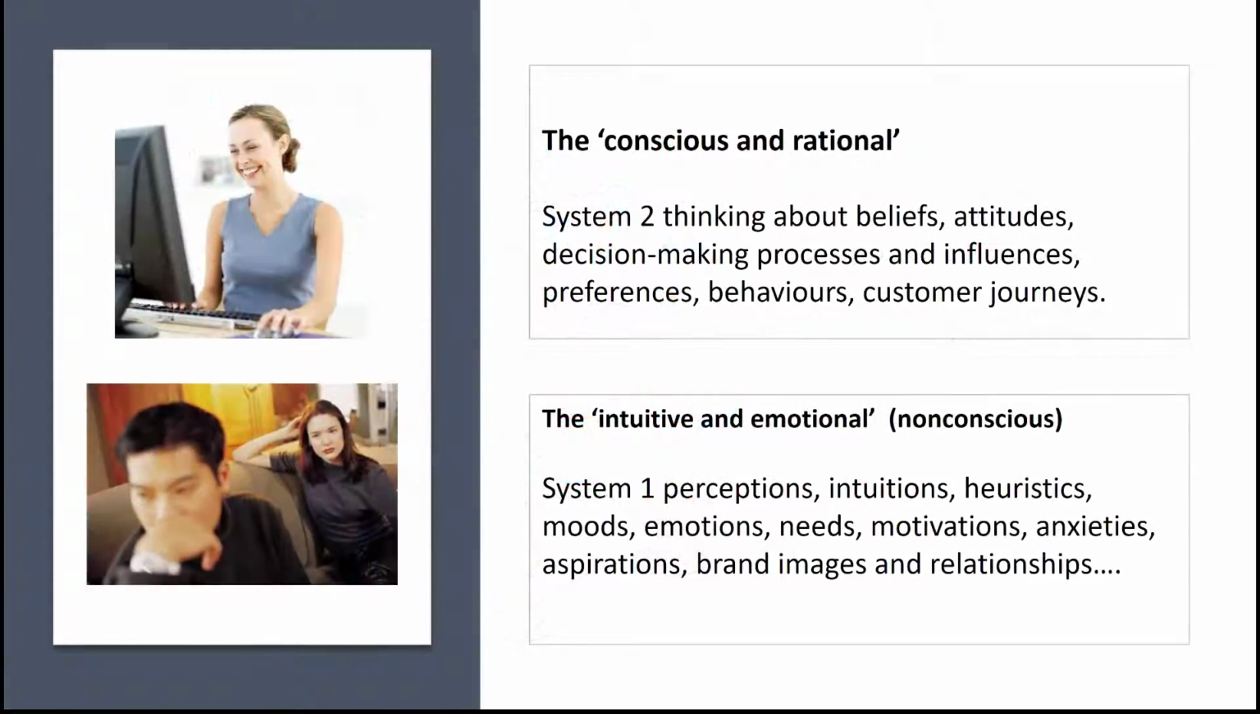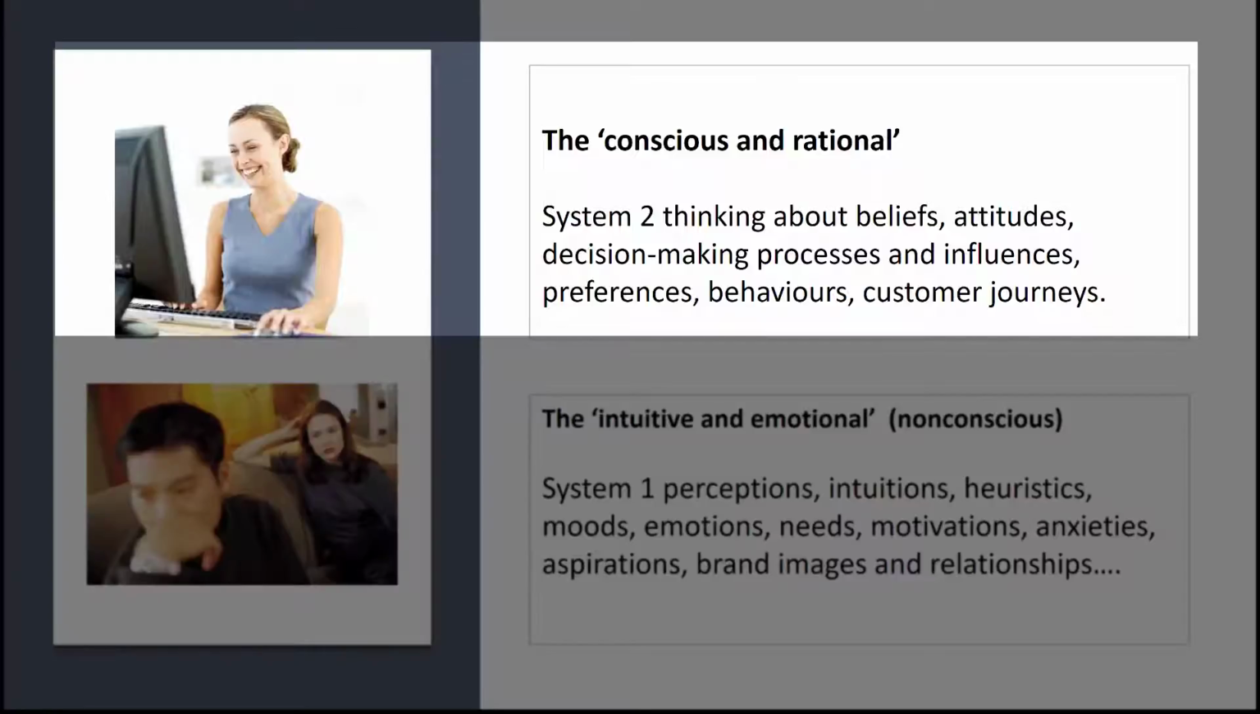So one aspect we need to look at is the conscious and the rational. This is the stuff that people can bring to mind quite easily and are quite willing to talk about. Kahneman would call it System 2 thinking. It's beliefs, attitudes, decision-making processes, behaviours, customer journeys, and so on.